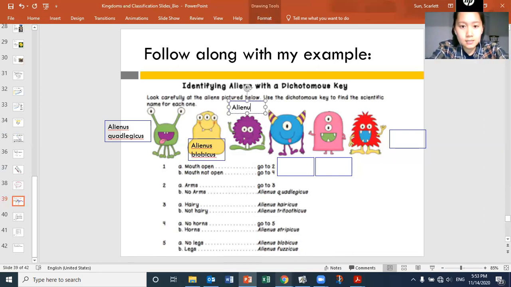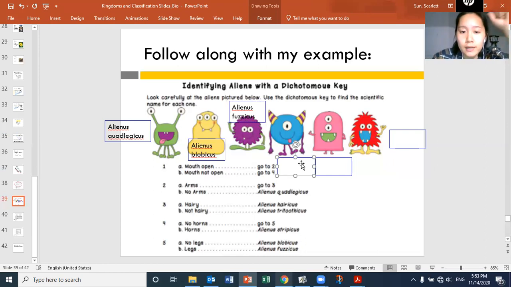So Alienus fuzzicus. And the reason why I'm always capitalizing the first name again is that the genus is always capitalized. So they're all aliens, so their genus is all going to be Alienus. And then their species is not capitalized. So that's why the second word is not capitalized.